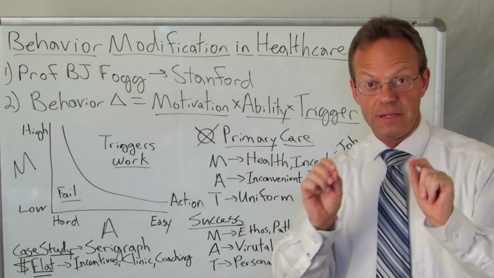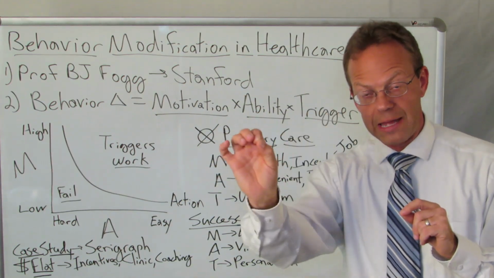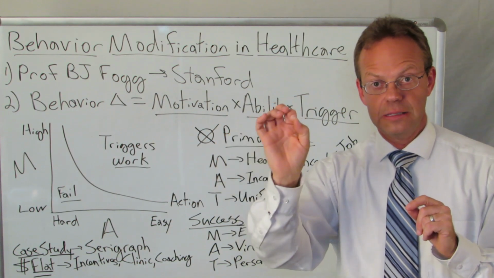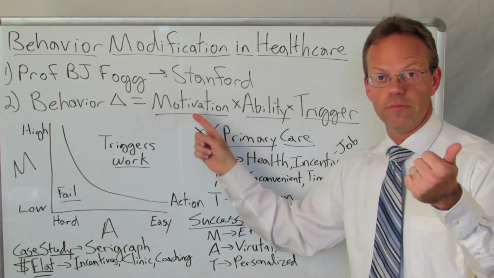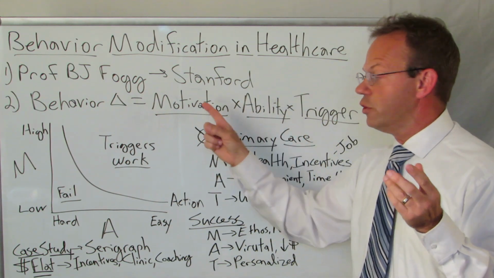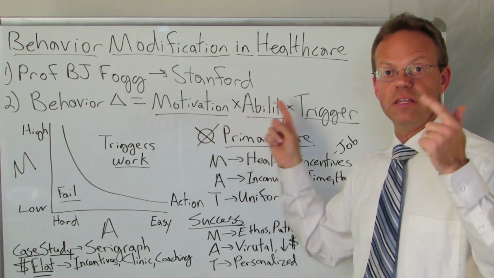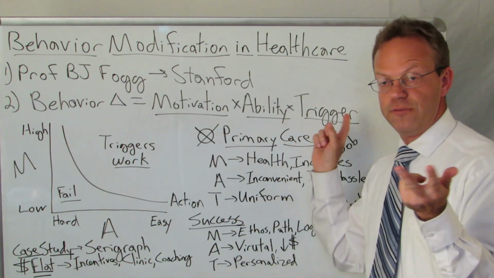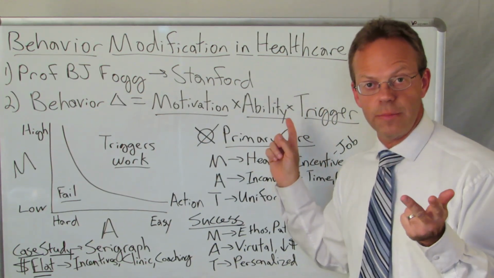And that all has to happen at the same time. So you have to thread all three needles at the same time. You've got to thread motivation, you've got to thread ability, and you've got to thread the trigger. If you have people who are motivated and have the ability to change their behavior, but you don't trigger them, they will not change their behavior.